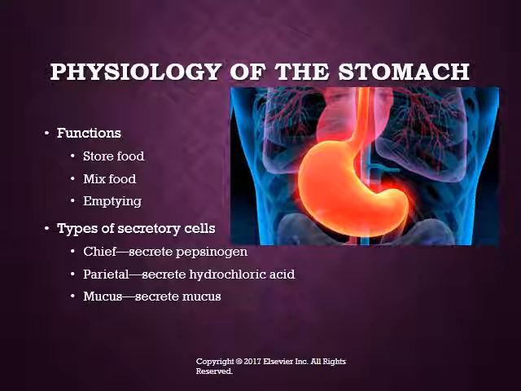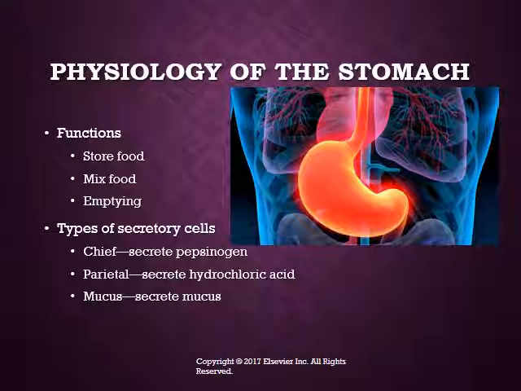So the primary function of the stomach is the storing of the food, the mixing of the food with gastric secretions, digesting it partially into chyme, and passing it on. It slows the rate of emptying of the stomach to allow for proper digestion and absorption of the nutrients in the small intestines. There are three types of secretory cells in the stomach.